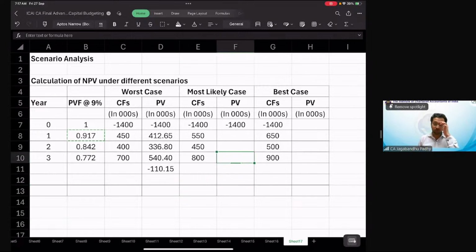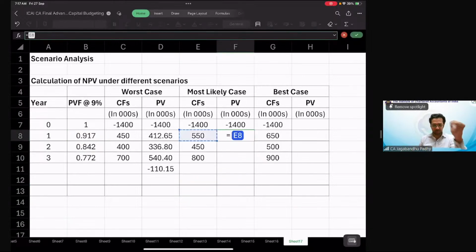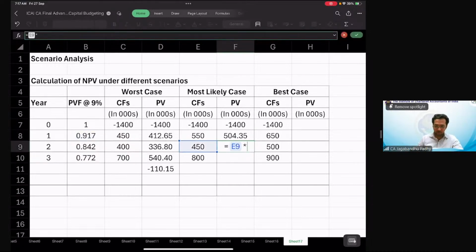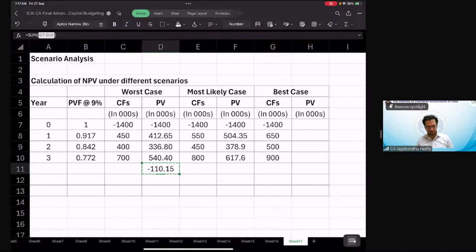Okay. Most likely case, NPVs are like 0.917 into 550. Then it is 450 multiplied by 0.842. And then 800 multiplied by 0.772. Then it is 100.85.